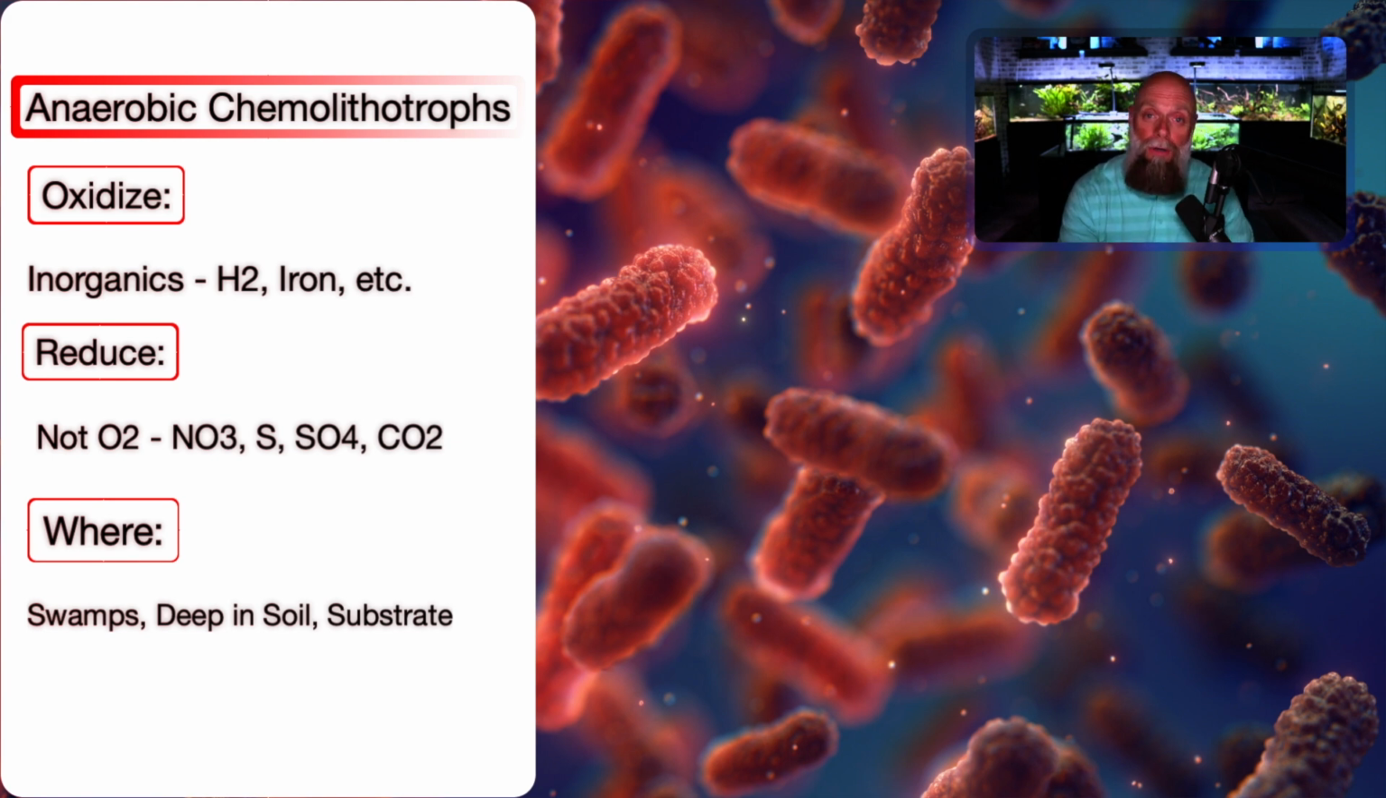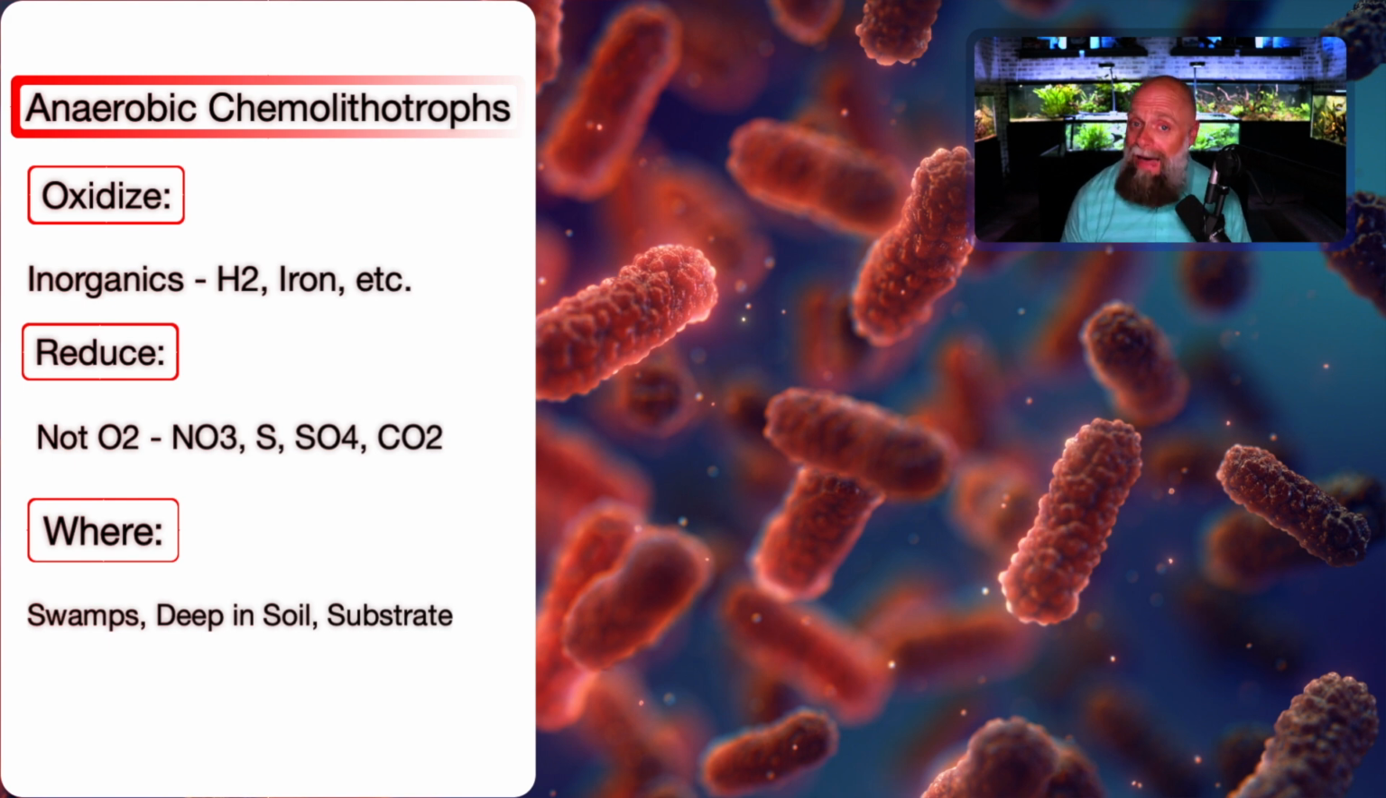On the chemolithotrophic side, we understand, hopefully by now, that what we have is a chemical source of energy, and that chemical, litho, is inorganic. And so some examples of what's being oxidized: hydrogen, iron, things like that. So it's not carbs, lipids, proteins. All right, so those are the combinations that we're dealing with for our anaerobic chemolithotrophs.